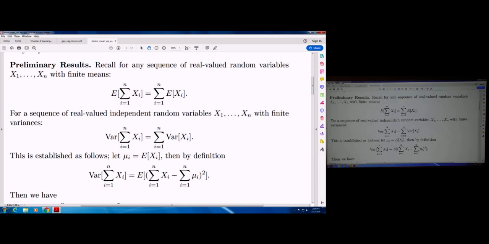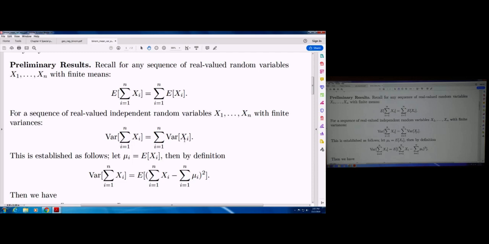So if you have a sequence of real valued, independent random variables X1 up to Xn — it's critical that we need independence — and they have finite variances, because I'm going to compute the variance, then the variance of the sum, i is 1 to n of the Xi's, happens to be the sum of the variances, i equal 1 to n of the variance of each random variable Xi.